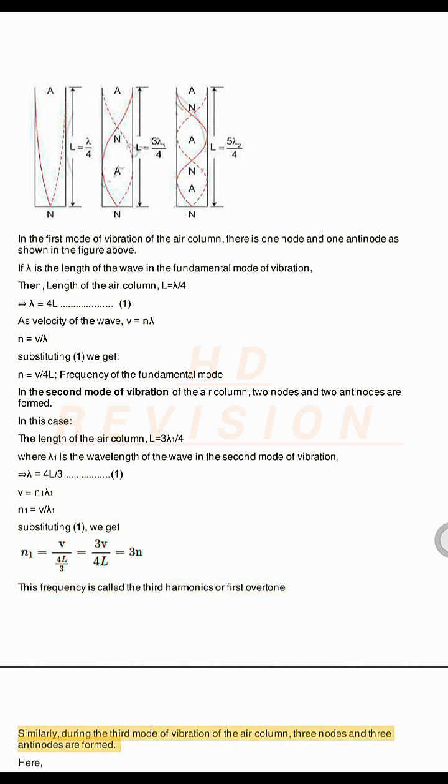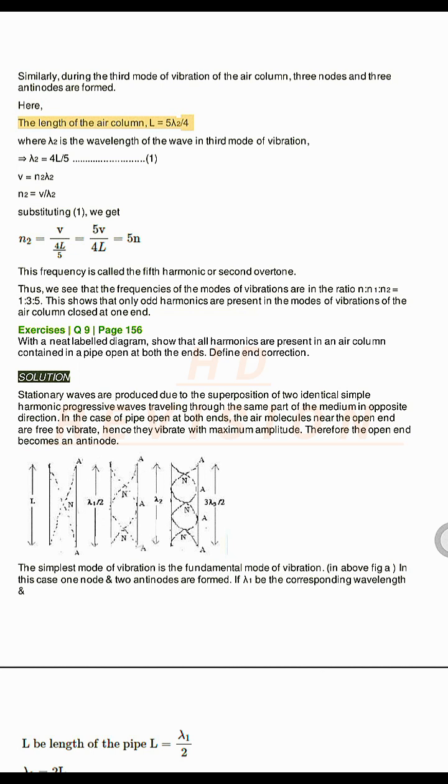Similarly, during the third mode of vibration of the air column, three nodes and three antinodes are formed. Here, the length of the air column L = 5λ2/4, where λ2 is the wavelength of the wave in the third mode of vibration. ⇒ λ2 = 4L/5 ... (1). v = n2λ2, so n2 = v/λ2. Substituting (1), we get n2 = 5v/4L. This frequency is called the fifth harmonic or second overtone.